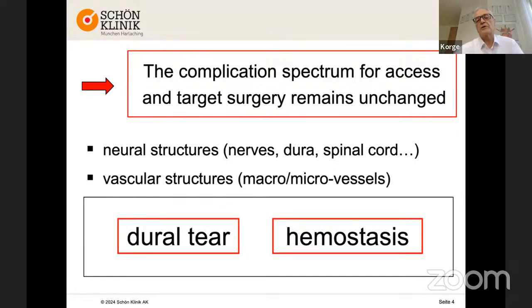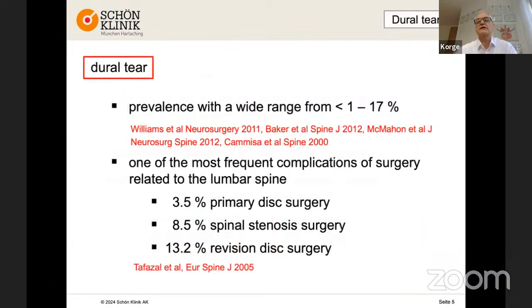And so I'm going to talk now about dural tear and hemostasis, as I split the presentation into dural tear and into hemostasis. Dural tear has an unchanged prevalence.